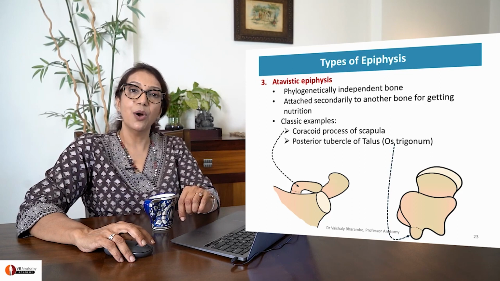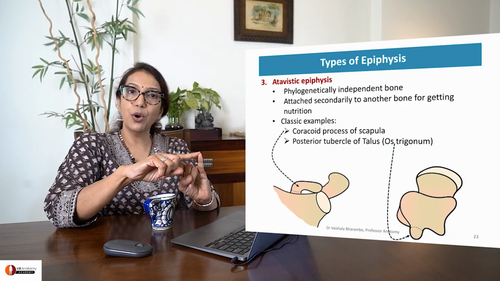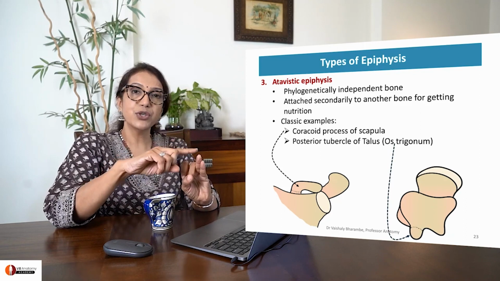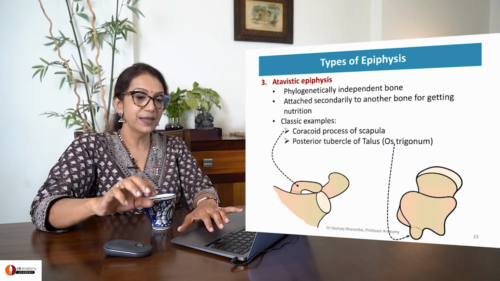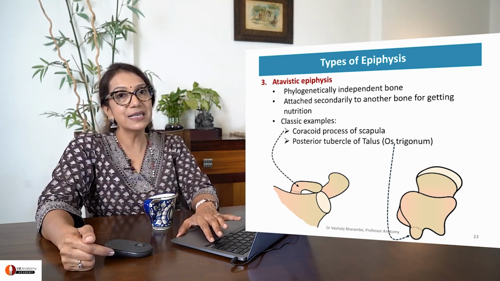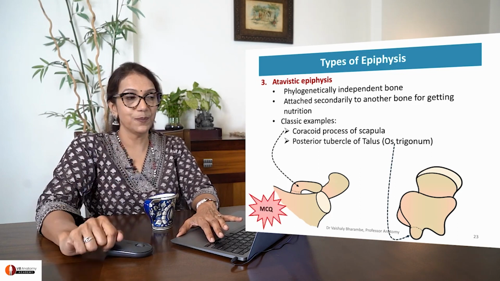What is it called? Os trigonum. Give me both the examples now. Coracoid process of scapula, posterior tubercle of talus, also called os trigonum. These are examples of which epiphysis? Atavistic epiphysis. Very good. Again an MCQ.